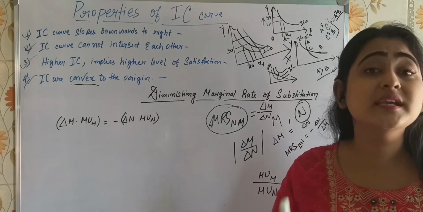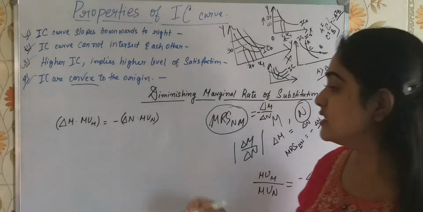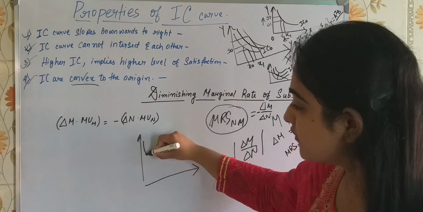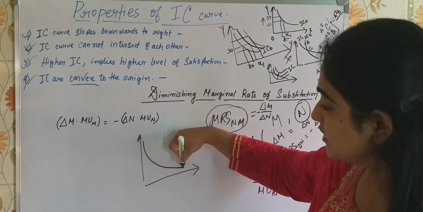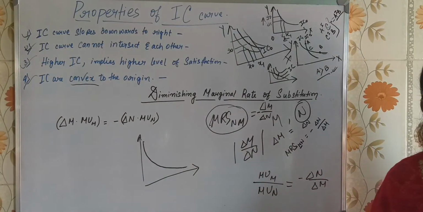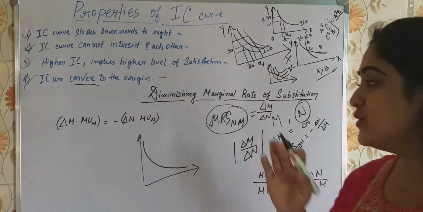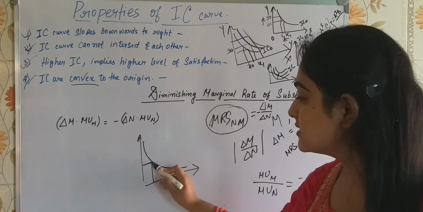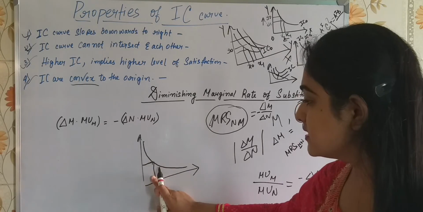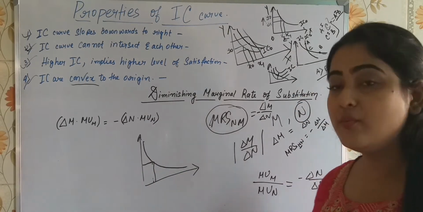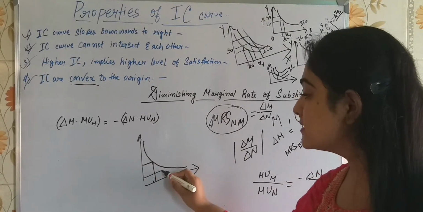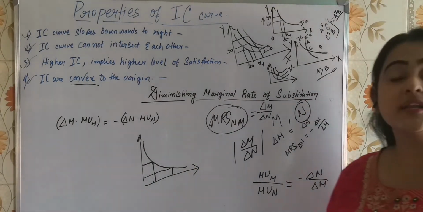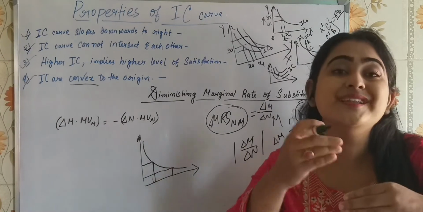But why are we saying it is convex to the origin? That means towards the axis it is flattened like this, and here also, towards the axis, it is flattened. Why does this happen? Suppose this is the y, this is the x. Now when you are consuming some more of x, the rate of substitution will diminish.